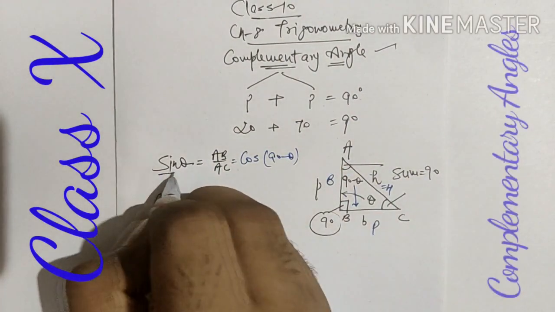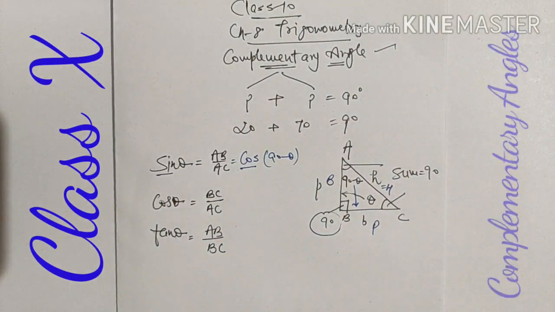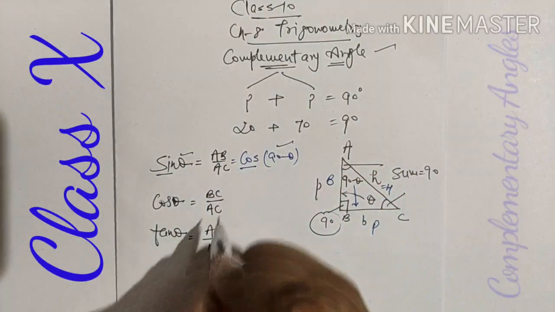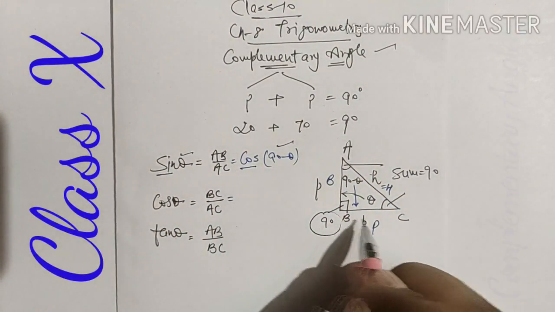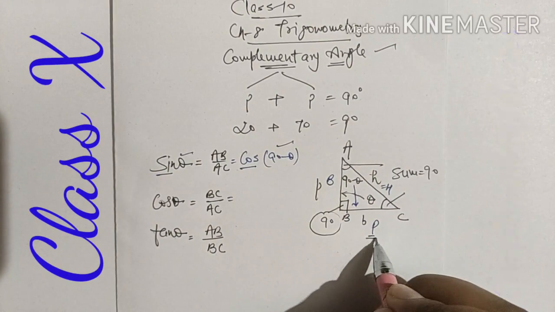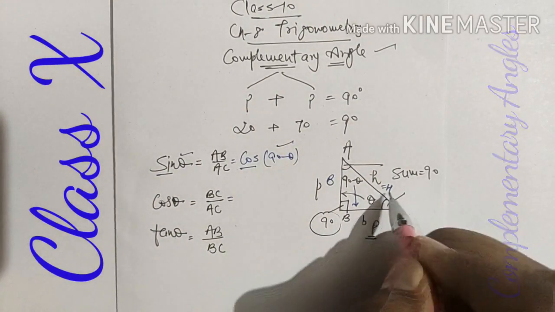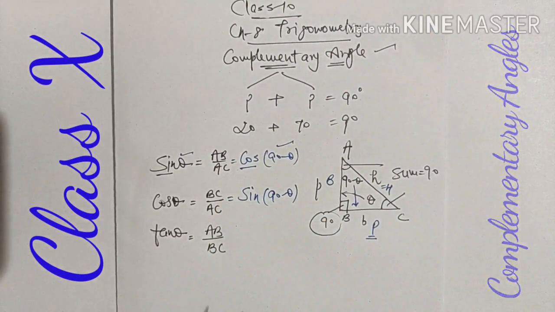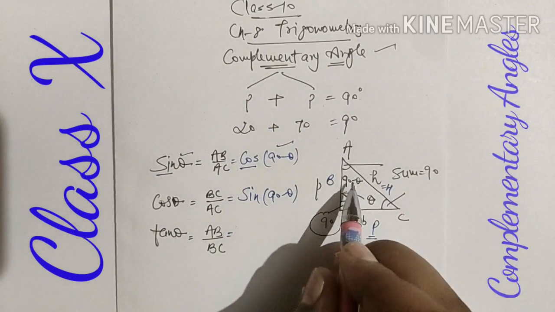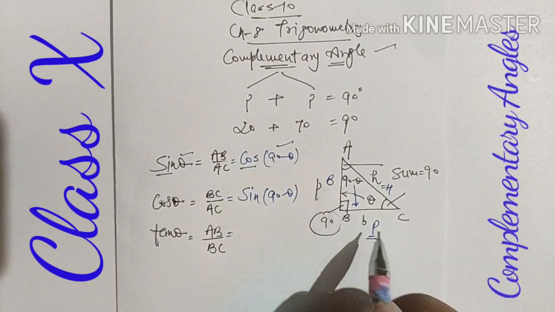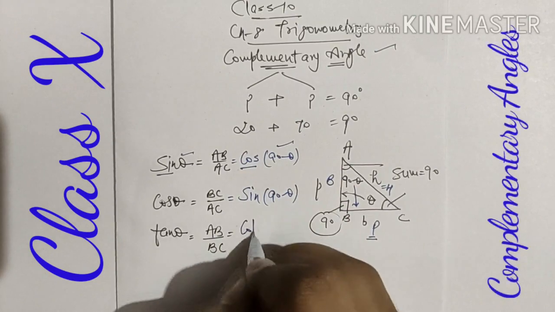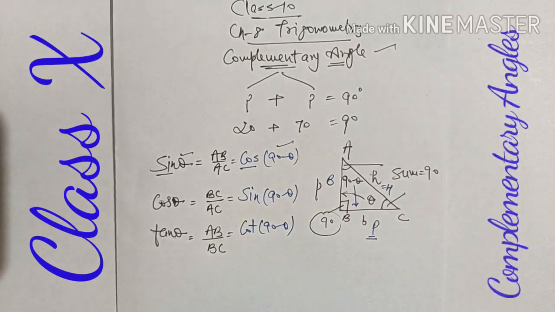Here the first complementary pair of T ratios is given by sin and cos, where the sum of these two angles should be 90. Same here. BC is here the perpendicular and AC is our hypotenuse. P by H is given by sine of the angle. On the other side, tan theta is AB by BC. AB is, according to this angle, the base, and BC the perpendicular. Base upon perpendicular is the reciprocal of tangent, that is given by cotangent.